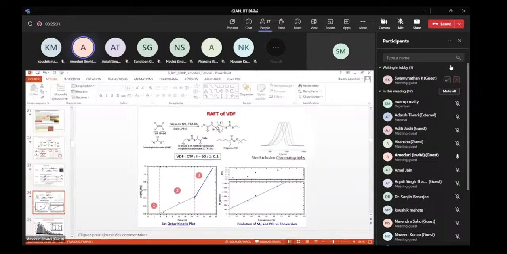showing that we have a nice control, as seen in the GPC figure. Indeed, during the reaction, we could see that there is a kind of latency, and then you have a linear control, and then it goes very fast, showing that there is something which happens here. And if you look at the evolution of molar mass versus conversion, you have a linear dependence.